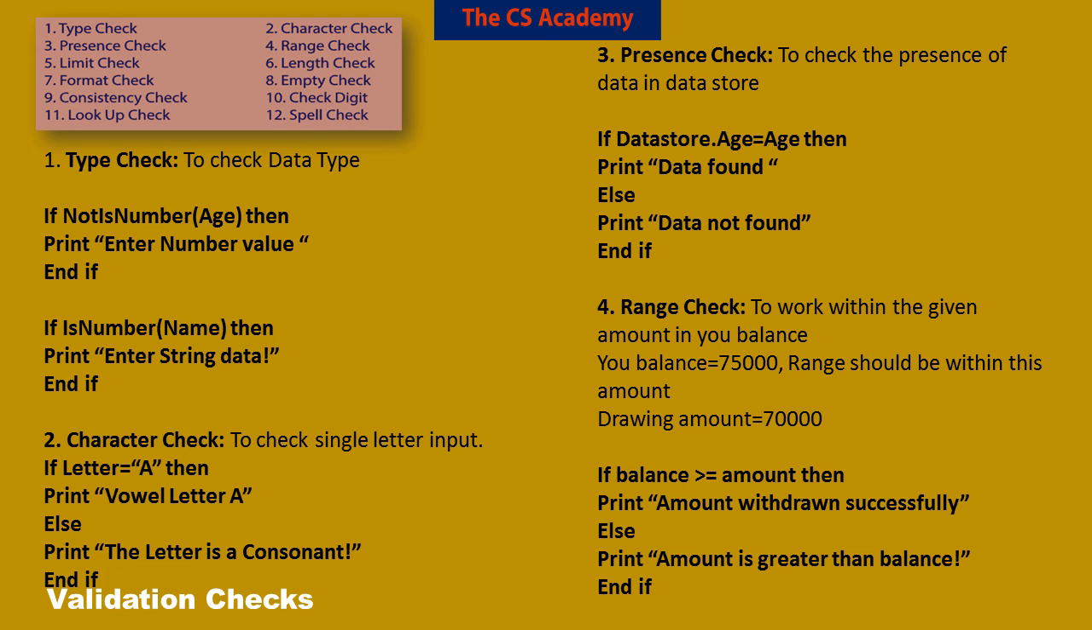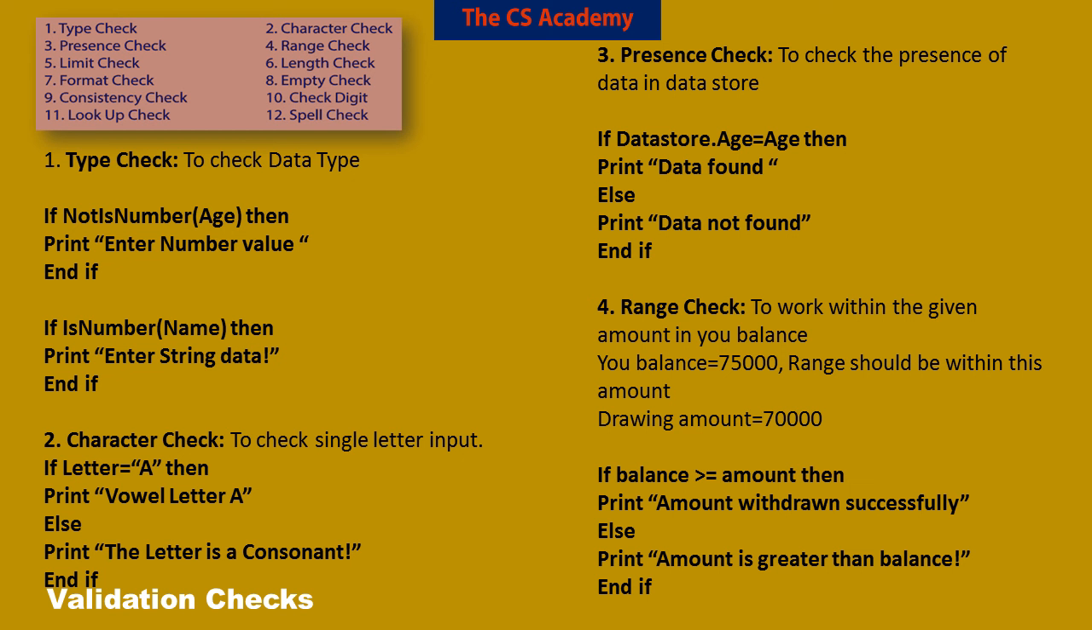Then moving on to part 4, the range check, that is to work within the given amount in your balance. That means the range should be according to the range available. So you can see the message here, your balance is, let's suppose, 75,000 rupees or dollars, then the range should be within this amount, and the drawing amount you are drawing is 70,000. Or if the drawing amount is greater than the balance, then the error will be reported.